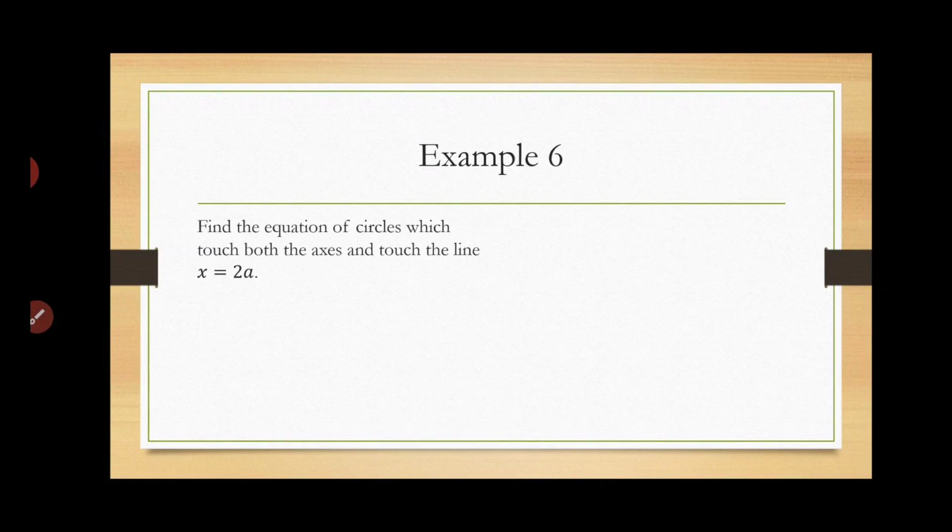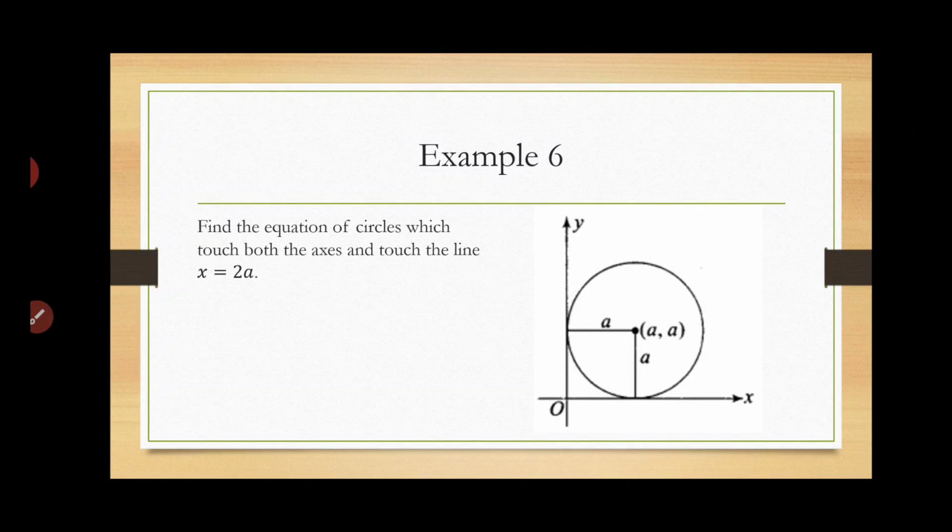Number 6. Find the equation of the circle which touches both the axes and touches the line x = 2a. Now let us first understand what is the meaning of a circle touching both the axes. When a circle touches both the axes, whatever the point it touches, always remember that as the radii in any case are equal, the coordinates of the center have to be the same. It has to be a duplet. Duplet means the x coordinate and y coordinate have to be the same.